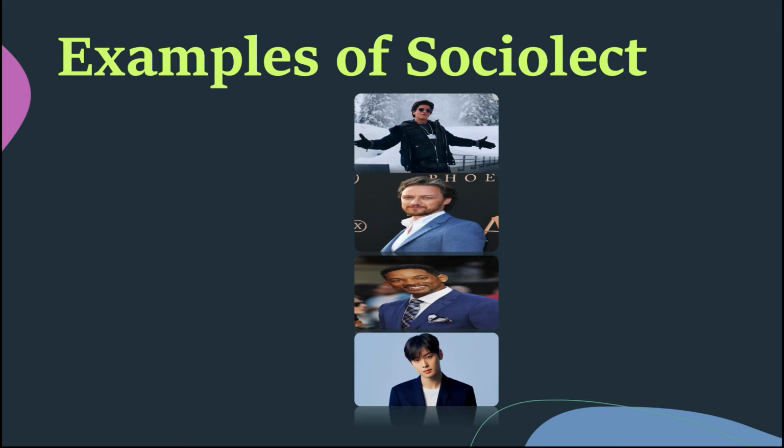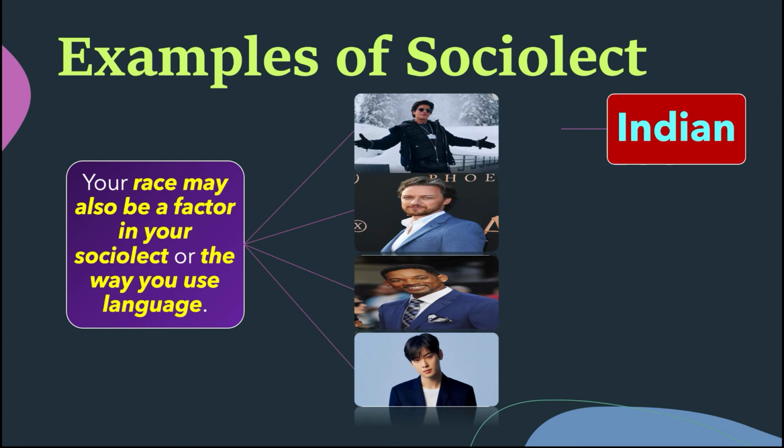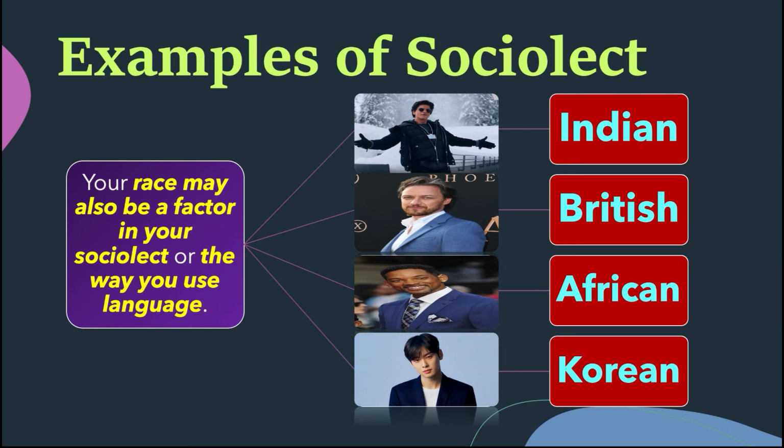We have some more examples of sociolect. Your race may also be a factor in your sociolect, or the way you use language. For example, if you are coming from different races, like Indian, British, African, and Korean. So there is the way an Indian uses the language, and the way the British, the African and the Korean do. So your race also determines the way you use the language. This could also be a factor in your sociolect.